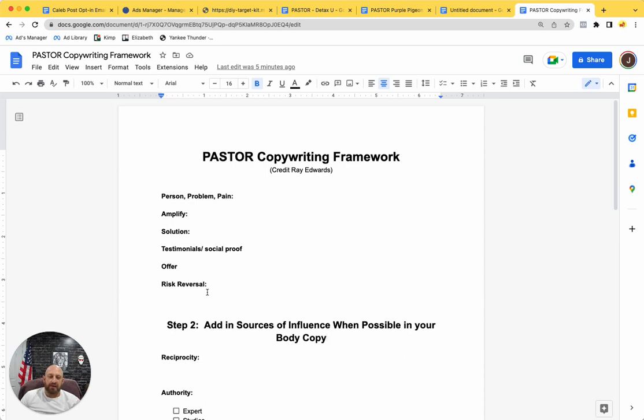But let's first start with PASTOR because that's the most important part. Okay. So person, problem, pain. This is where you spend time here. Don't just jot down stuff. You really want to spend a lot of time thinking about who the person is and what they are. I don't know enough about something right now, but I'm just going to move into one that I know. That'll be easier and faster.